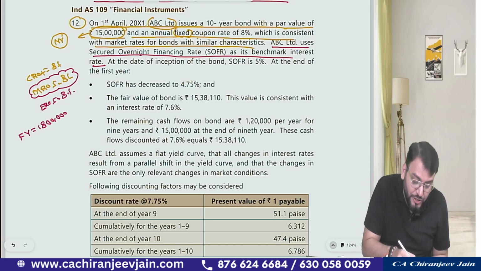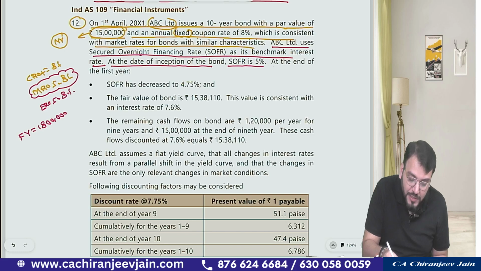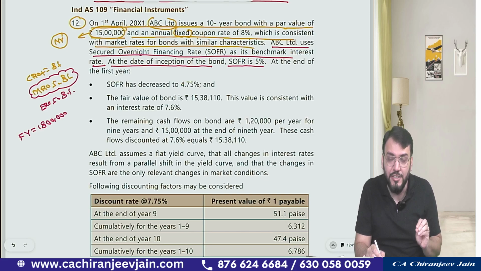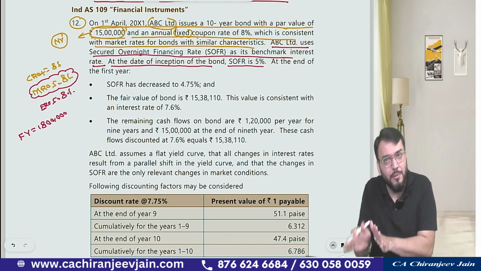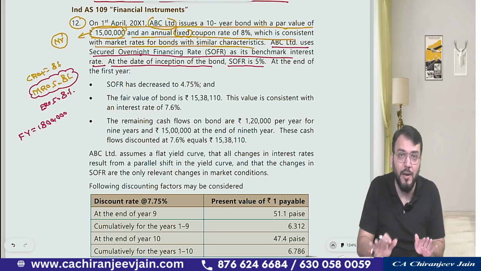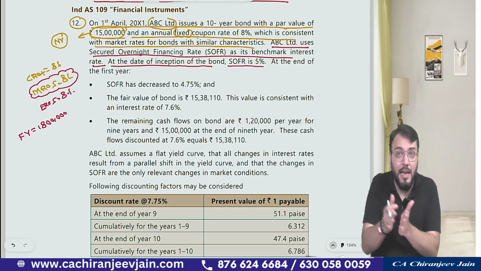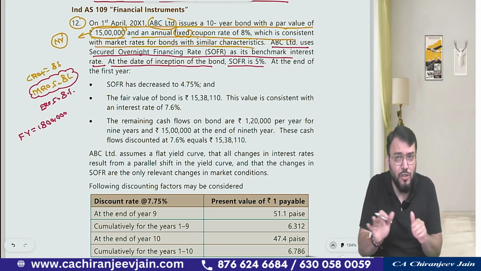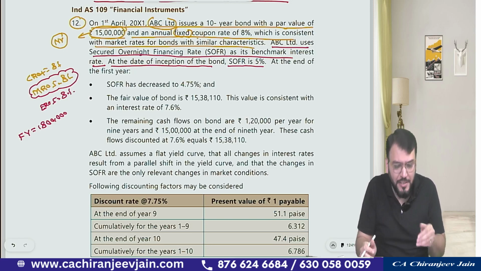ABC Limited uses the secured overnight financing rate as its benchmark interest rate. At the date of inception, meaning on the date of the contract of the bond, SOFR is 5%. Correct. So they have given one variable rate of interest, that is SOFR. I don't know whether you know about SOFR or not. SOFR is similar to LIBOR. If you know LIBOR, you know SOFR. Now what is the difference between SOFR and LIBOR? I'm not supposed to explain that. This is a point of AFM.